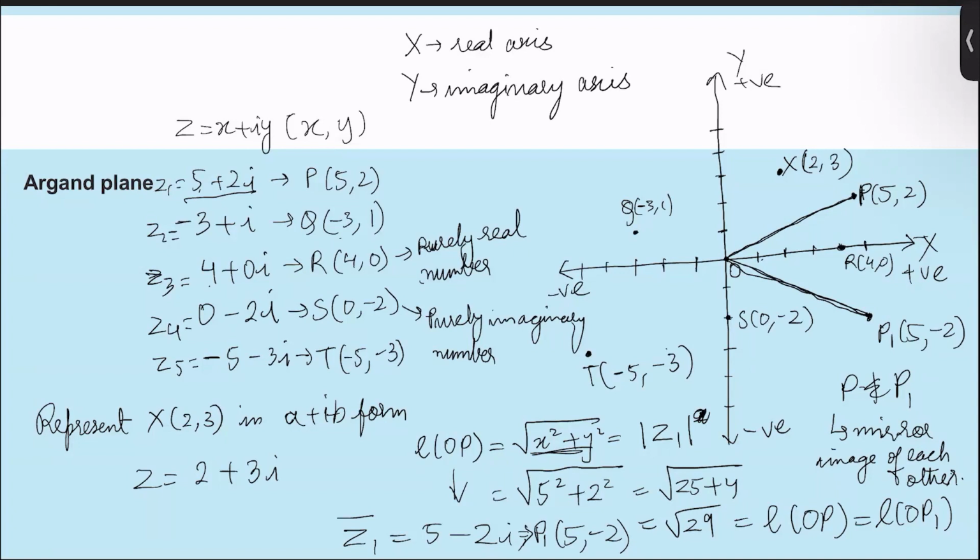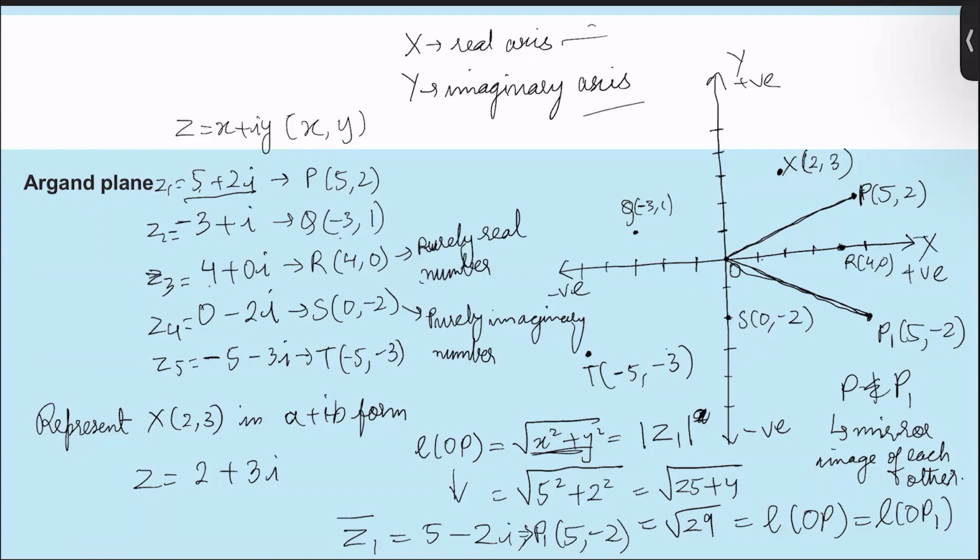So all the coefficients that belong to the imaginary part of a complex number will always be plotted on the y-axis, and all the real parts, or the real coefficients, will always be plotted on the x-axis. Okay, and as we have said, purely real numbers will be plotted on your real axis, and purely imaginary numbers will always be plotted on the imaginary axis. So this is the concept of the Argand plane.